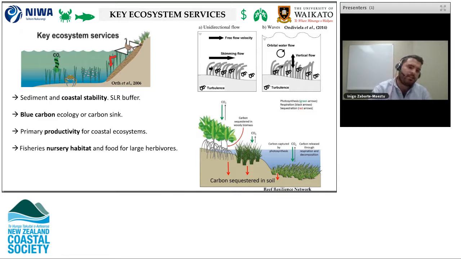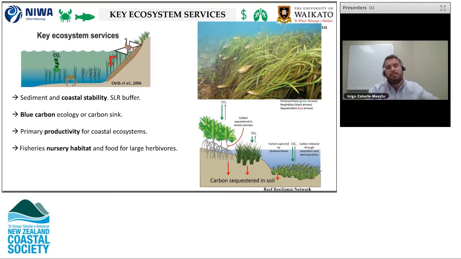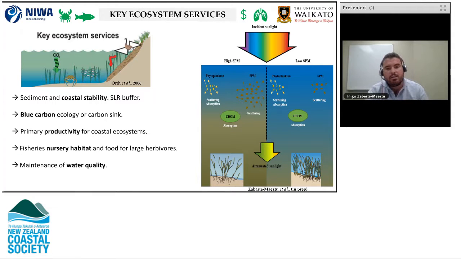And in terms of fisheries and nursery habitat, they also provide a very important habitat for species like snapper, stingrays, etc., and also for a lot of invertebrate species, being the base of the ecosystem. They also help with the maintenance of water quality. And I think Sancho has been covering a lot of this stuff before pretty well.